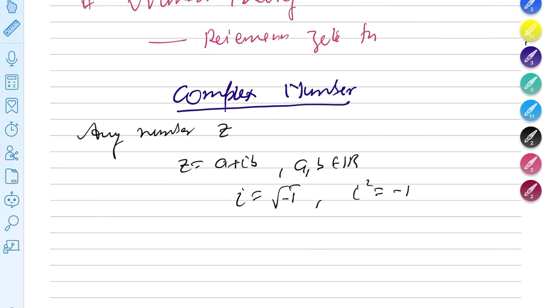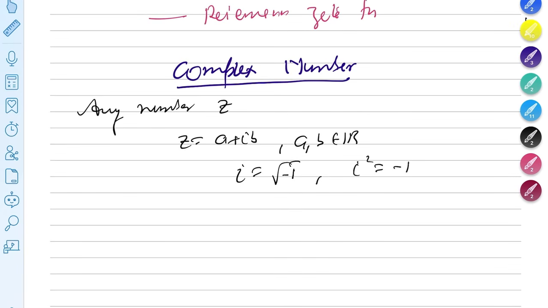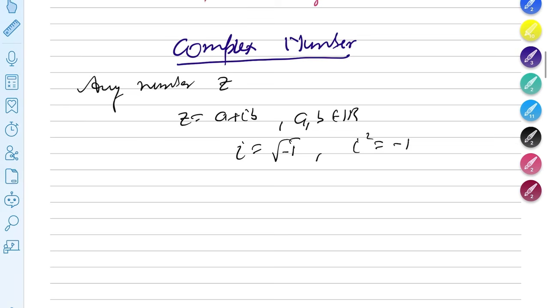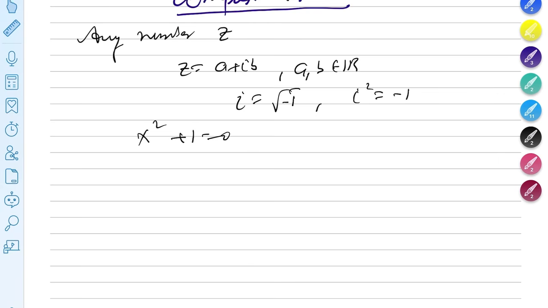So this z is called a complex number, with a and b being real numbers. Complex numbers are first encountered in the beginning, let's say in high school, when you start solving quadratic equations. Let's say x square plus 1 is equal to 0, or let's say you want to solve x square plus 2x plus 5 is equal to 0.